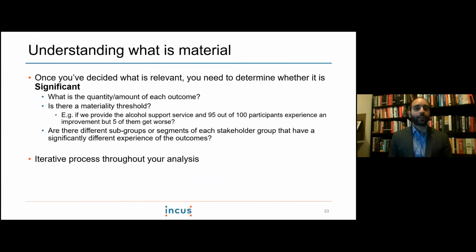And then most importantly, are there different groups of the stakeholders that have a significantly different experience of this outcome? So this is where you could apply some sort of demographic cohorts. You might say that people of a certain age or people of a particular background, people who are refugees or migrants may experience an outcome so significantly differently that if you just average out and you don't break people into segments, you will miss that outcome. So it's a really iterative process that applies through each stage of your analysis.